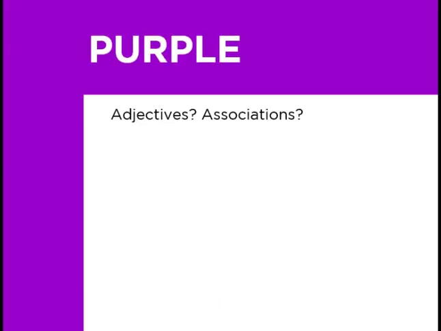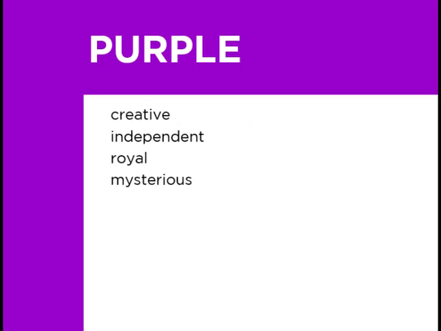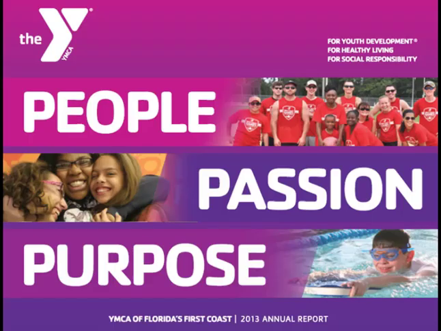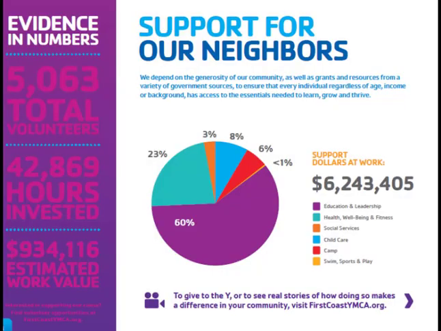Purple. I think shades of purple, especially a vibrant, bright, true purple like you see on the screen here, are really polarizing. People seem to love or hate purple. What adjectives or associations come to mind when you look at purple or think of purple? Traditionally, purple is anchored to creativity and independence, and also royalty and mystery. This is the cover of a YMCA annual report, an interior page from that report.